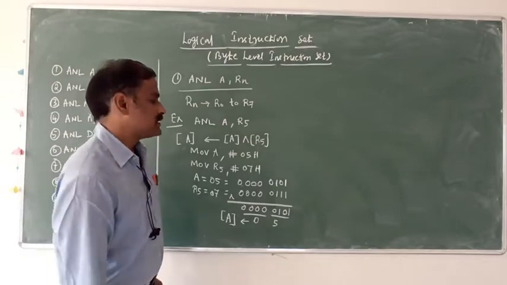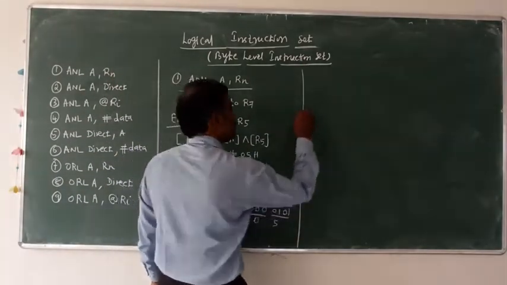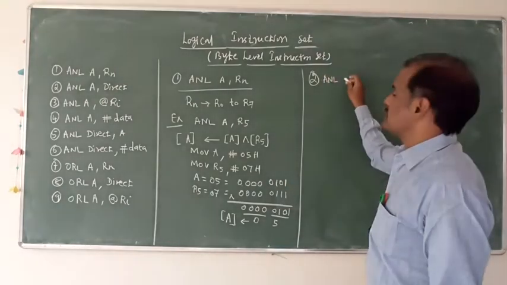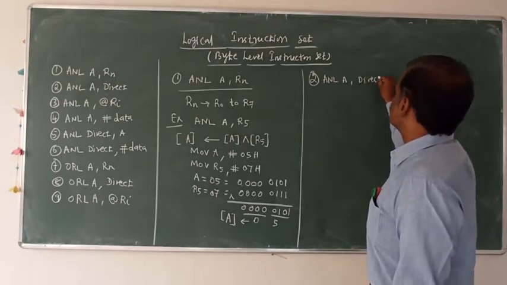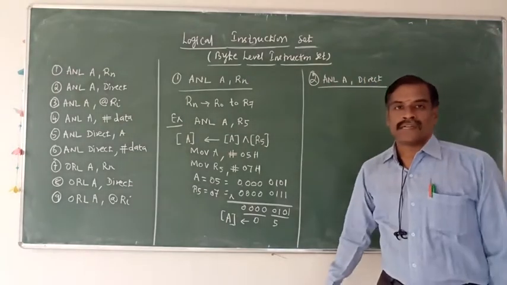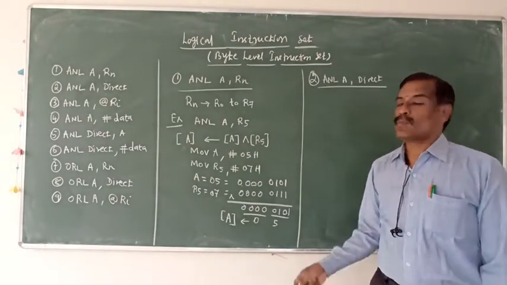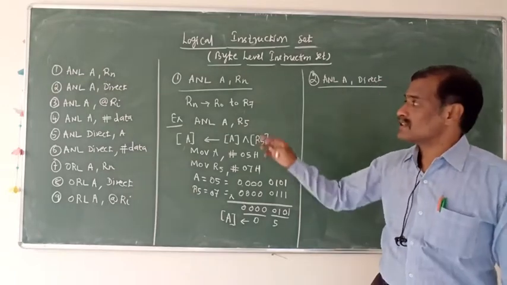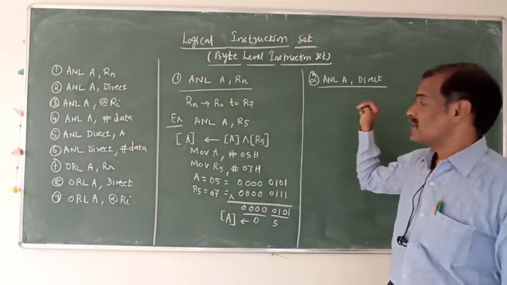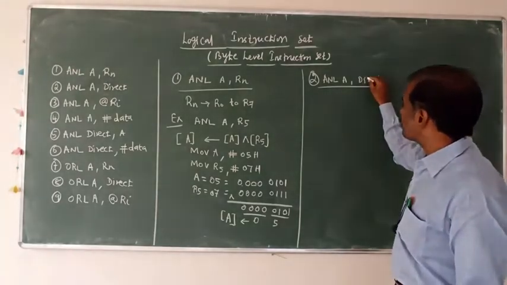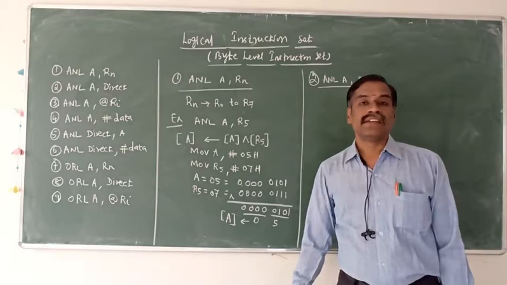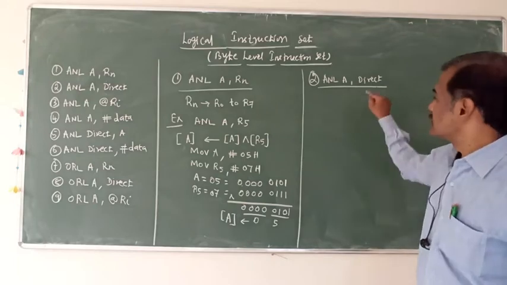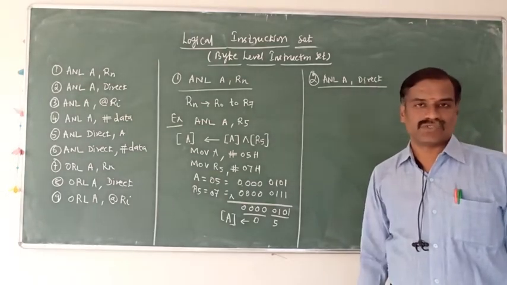And the second instruction, ANL A comma direct. This is also logically AND of the accumulator with the given 8-bit memory address location data. Here in the previous instruction the second data was available in a register, and in this instruction the second data is available in the 8-bit internal memory address location. Okay, the second data will be available at the given internal memory address location.